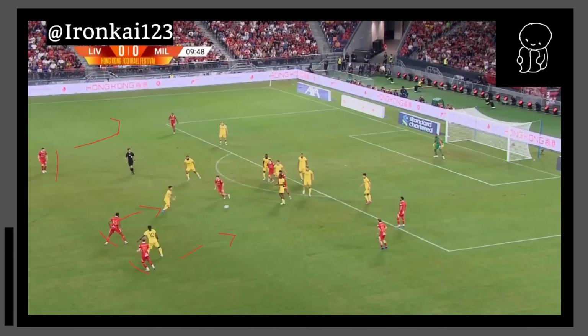Again, the offside rule only kicks in once you leave your own half. So even if Liao was standing here, he would be onside. So it's just dangerous. It was very dangerous to do this.